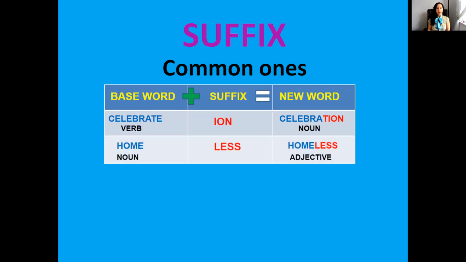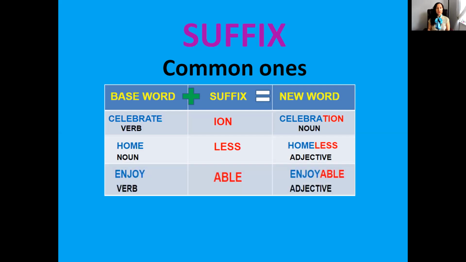The base word home, it's a noun. You add the suffix less. Now the noun becomes an adjective. The new word is homeless. The base word enjoy, it's a verb. You add the suffix able, and the new word is enjoyable. It becomes an adjective.